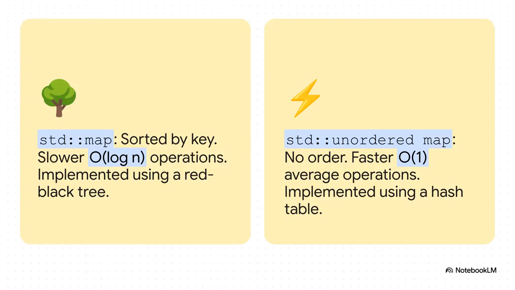And that brings us to the big trade-off for our key-value containers. It's a classic battle: std::map versus std::unordered_map. std::map is all about order. It uses a tree structure to keep your keys perfectly sorted. This gives you lookups in logarithmic time, or O(log n).